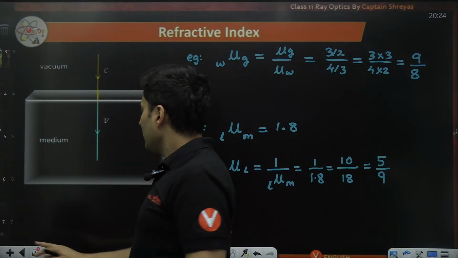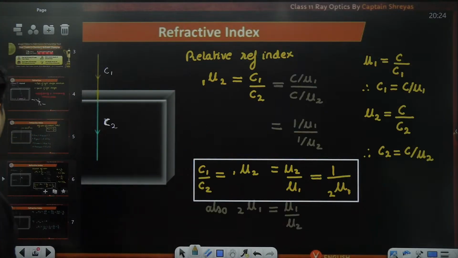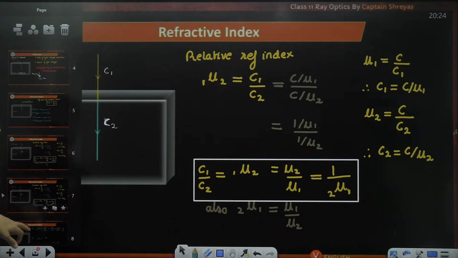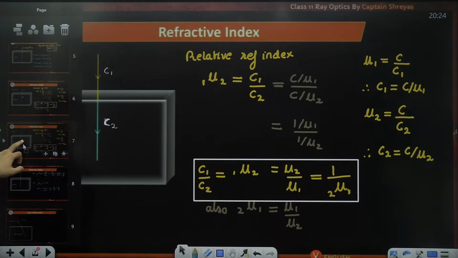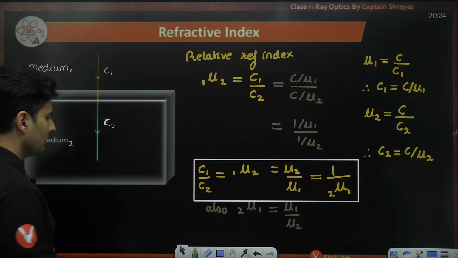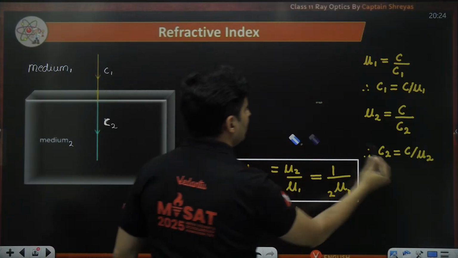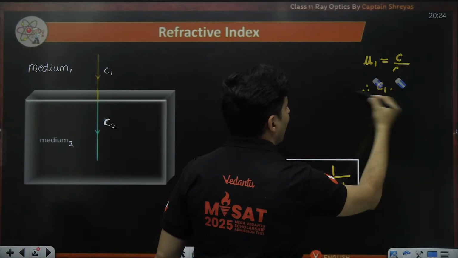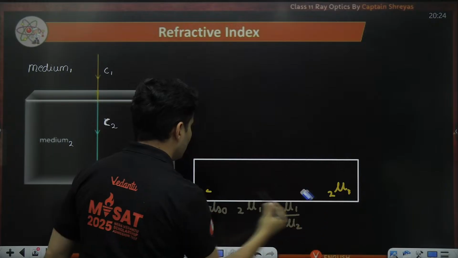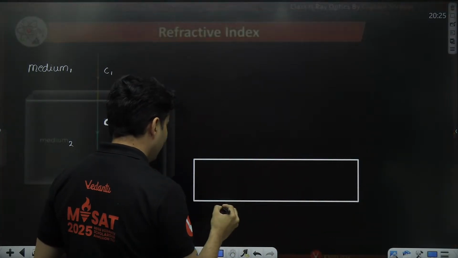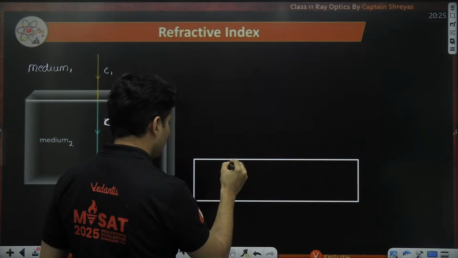Okay. There is one more thing though regarding this particular relative refractive index, or even just the normal refractive index, and that is the frequency and the wavelength of light. That is also something which we should talk about. What about the frequency and the wavelength of light? Okay, so let's talk about that.